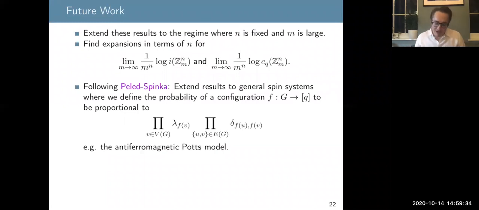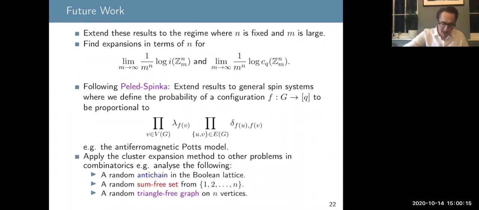And I mentioned this more general framework. Peled and Spinka, and Ron and Peled, recently extended their work on Q-colorings to a more general set of spin models, where now you allow soft constraints between particles. So I'm no longer restricting myself to considering just homomorphisms. This more general class of spin models includes the Ising model and the Potts model. So it'd be very nice to explore to what extent our results enjoy generalizations to this setting as well.